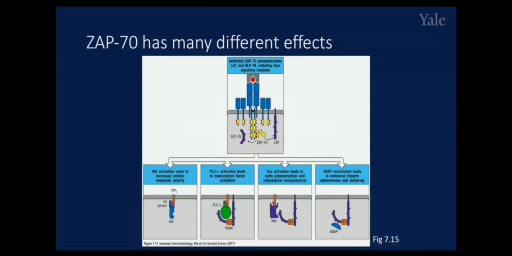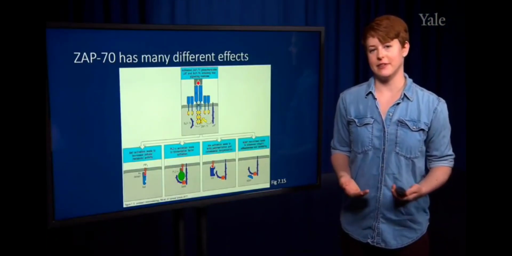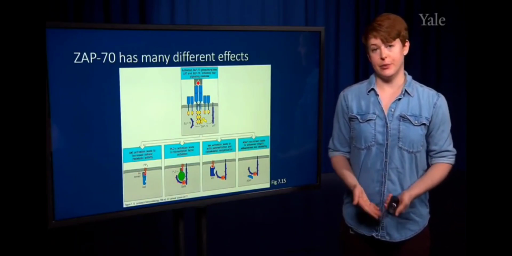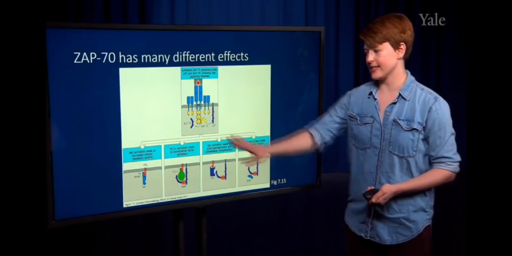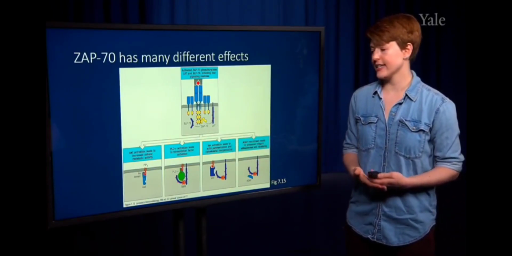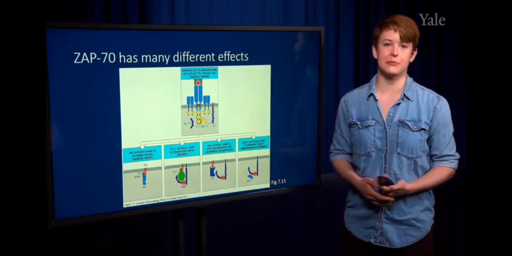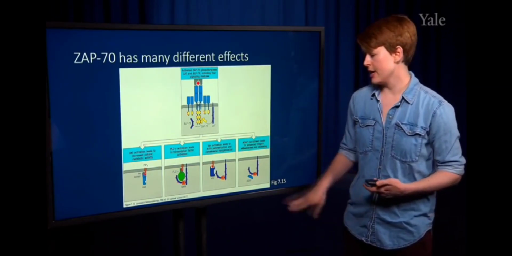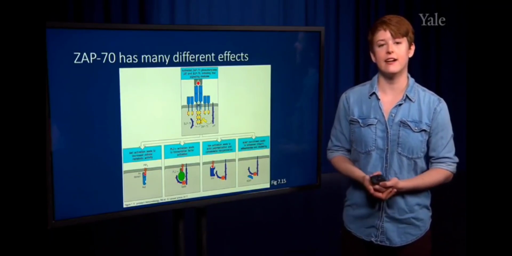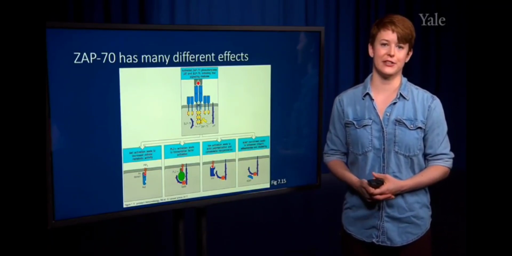And there are a couple other examples we're not going to talk about in detail, but if you want to look at how these are related, you can check this out in the book. But essentially what's important is to realize that ZAP70, this one adapter protein, can lead to many different effects, from changes in cell metabolism to cytoskeletal reorganization. And all of these effects are important for T cell activation.